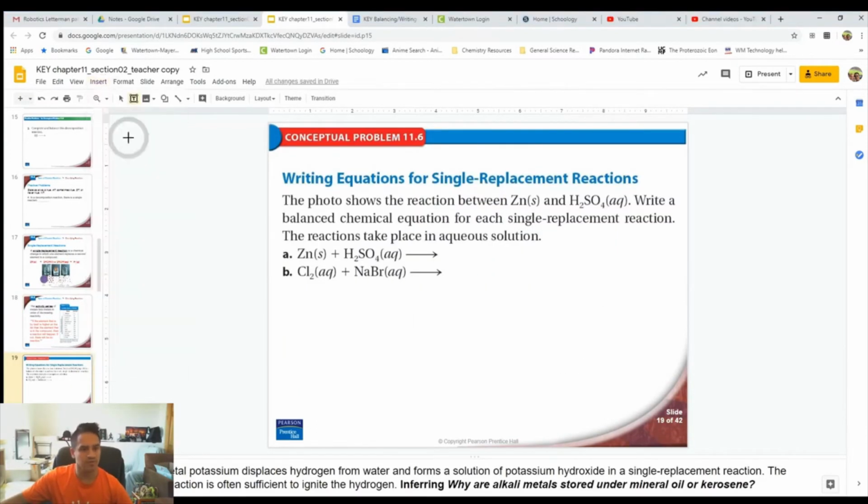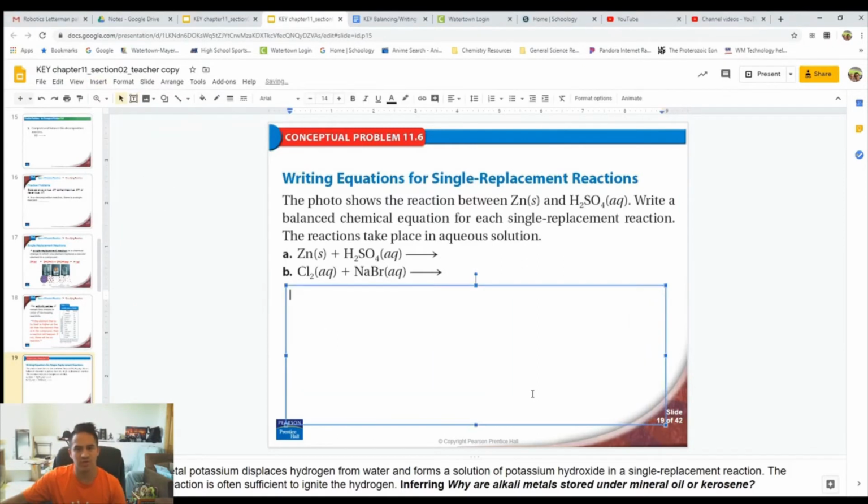We have two problems. For each one, they want us to write the balanced chemical equation for each single replacement reaction, and they're telling us that they're taking place in aqueous solution. Which doesn't really matter a whole lot. So, for letter A, we have zinc solid reacting with H2SO4, which is sulfuric acid, that is aqueous.